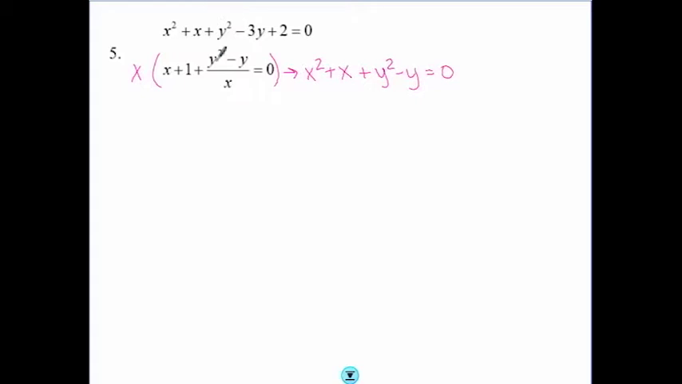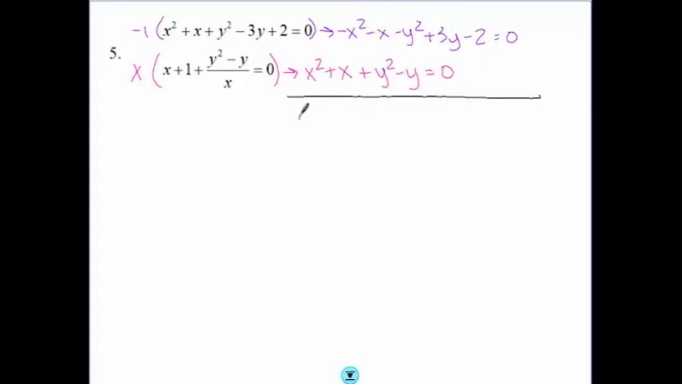Now, if I'm trying to get something to eliminate from the two equations, I need to multiply one of the equations by negative 1. So I'm going to go ahead and multiply the first equation by negative 1 so that my x squared and my x terms will cancel out. So I get negative x squared minus x minus y squared plus 3y minus 2 equals 0.